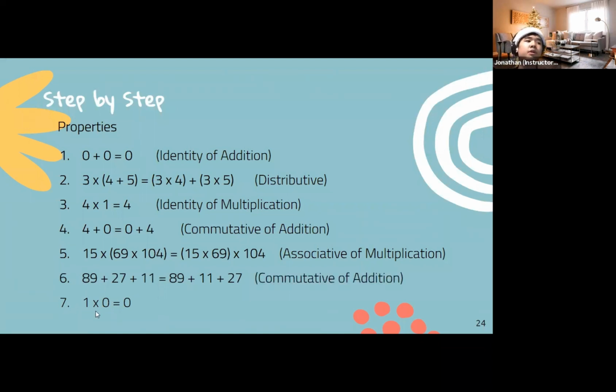And then the last one, 1 times 0 equals 0. This one you might be like, oh, identity of addition. But you see the multiplication, so it's the identity of multiplication. Remember, anything times 1 is itself. So 0 times 1 is 0. 1 times 1 is 1. 1 times 2 is 2.